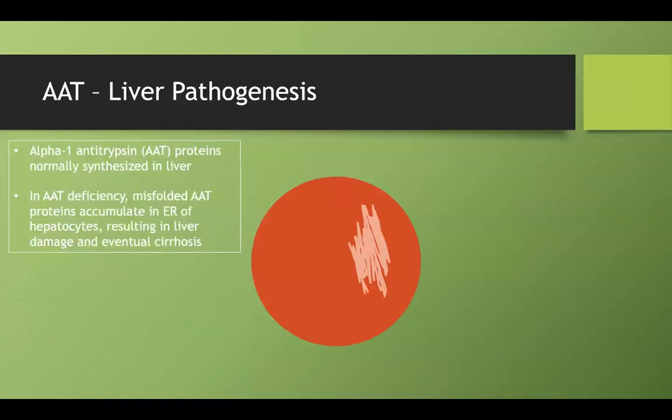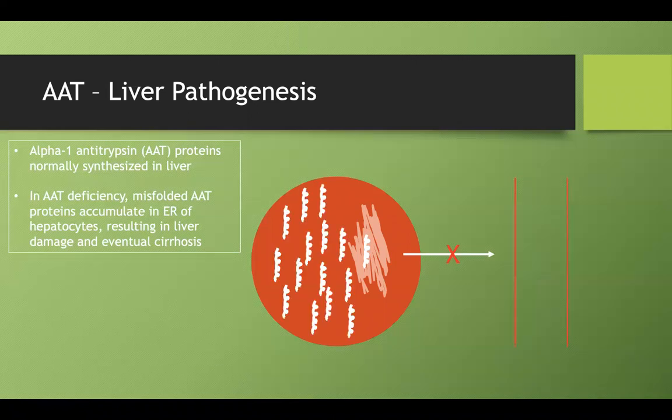Again, if this is just a hepatocyte and that's our endoplasmic reticulum, normally we can produce these AAT proteins and those can get secreted into the bloodstream and everybody's happy. In alpha-1 antitrypsin deficiency, however, we're going to have misfolding of that protein. It'll accumulate in your endoplasmic reticulum first, and ultimately it'll start accumulating throughout your liver cells. This can cause liver damage and eventually cirrhosis.